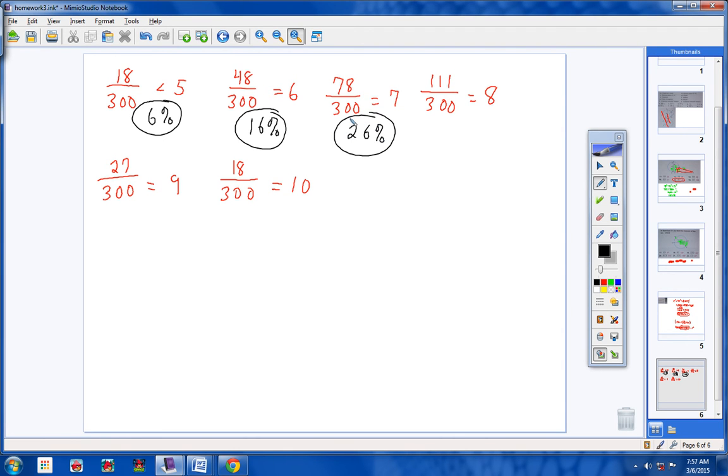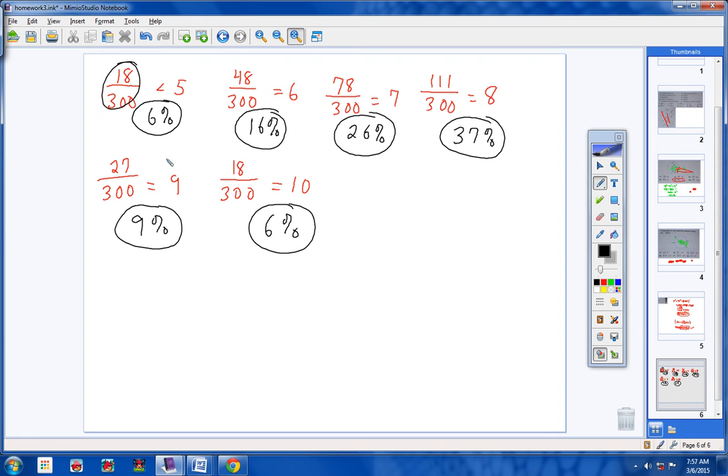111 divided by 300, 0.37, which is 37%. And then 27 divided by 300, excuse me, is 0.09, so 9%. And then you can add up all of these percentages and subtract from 100, or you can take 18 divided by 300, which is what I'm doing, and you get 0.06, or 6%. By the way, I should have been paying attention. This fraction here is the same as this fraction here, so the percentages have to be the same. So you could have done it that way also. Okay, so there's my percentages.